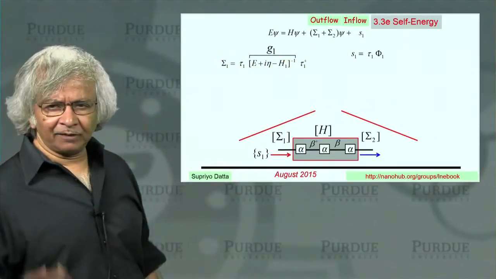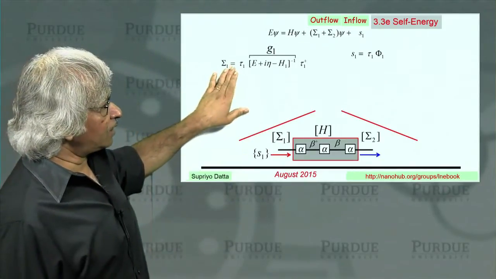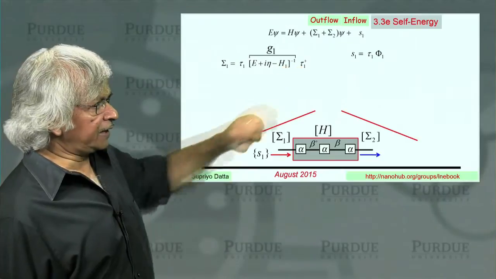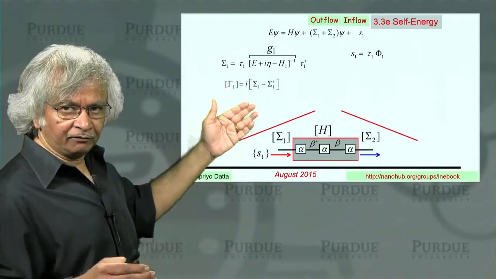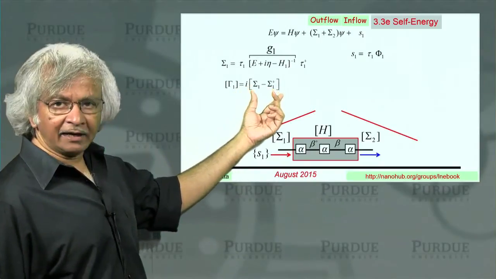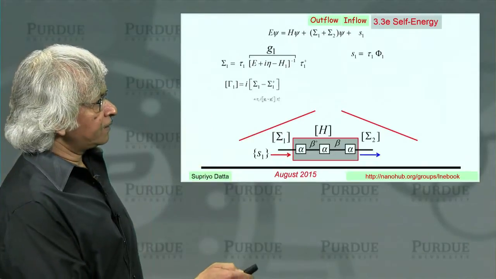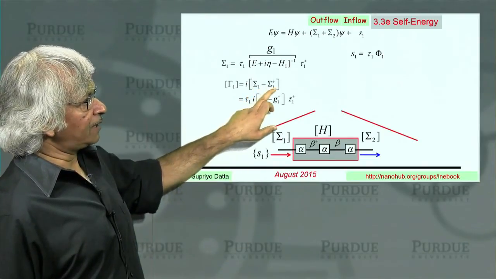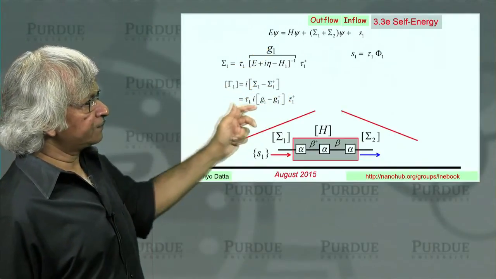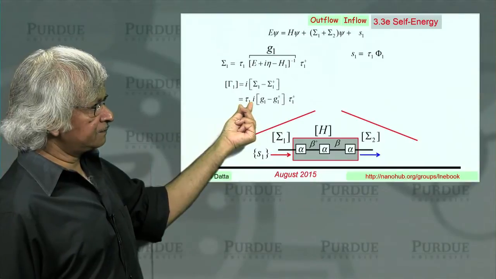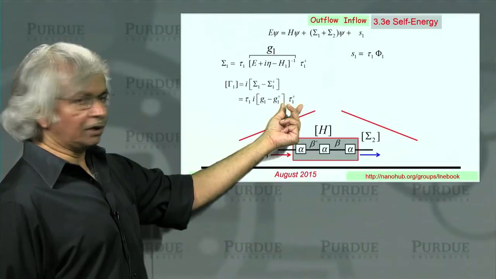And I'd just like to make a little point about the connection between them. So sigma 1 is tau 1, G1, tau 1 dagger. Now if you look at gamma, the broadening function which is related to the anti-Hermitian part of sigma, then you could write it in this way. See, sigma 1 minus sigma 1 dagger, and sigma 1 is tau 1 G1 tau 1 dagger. So you could write it as tau 1, and then i times G1 minus G1 dagger, and then tau 1 dagger.